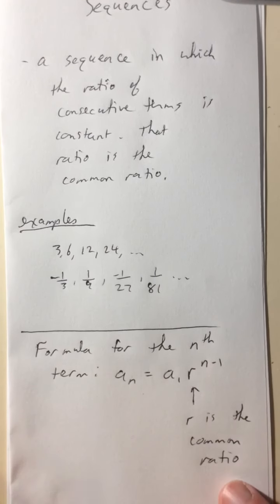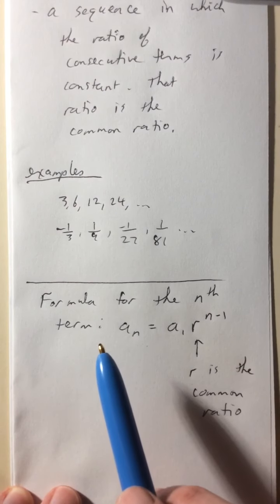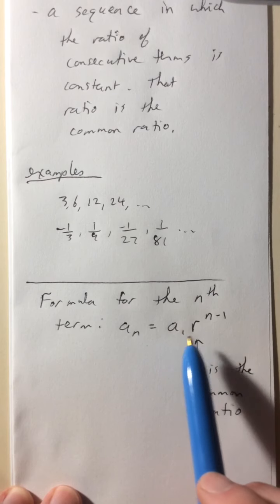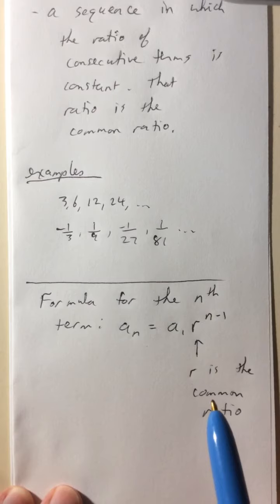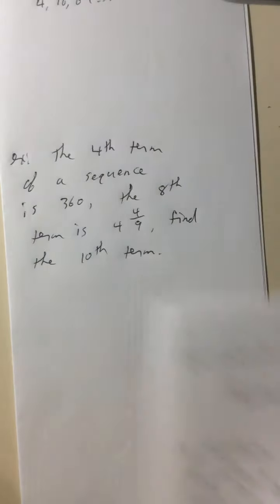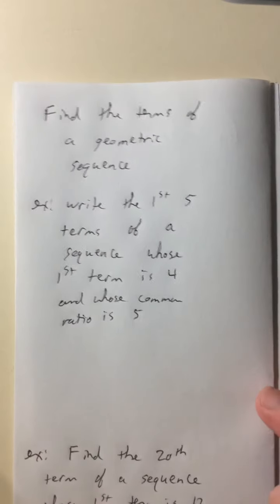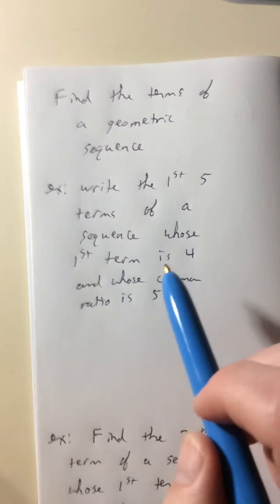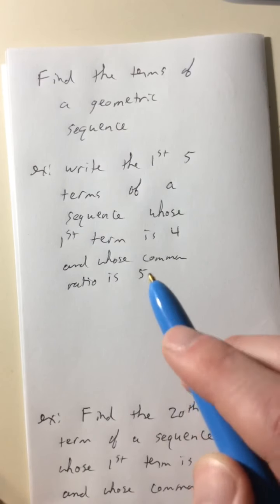Here's the formula for the nth term of a geometric sequence. The nth term is the first term times r, the common ratio, to the n minus 1. It's a pretty simple, straightforward formula. Nothing tricky about it. So let's do it. Finding the terms of a geometric sequence: find the first 5 terms of a sequence whose first term is 4 and whose common ratio is 5.